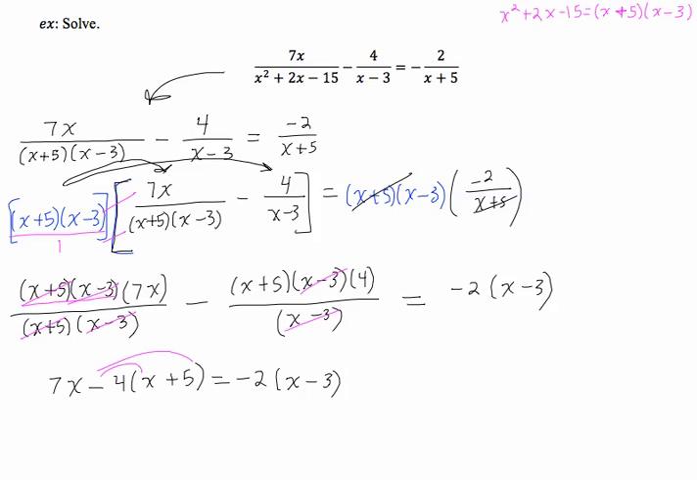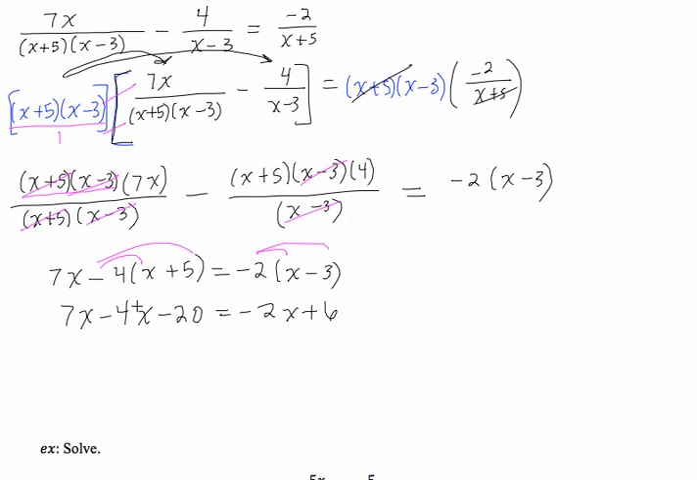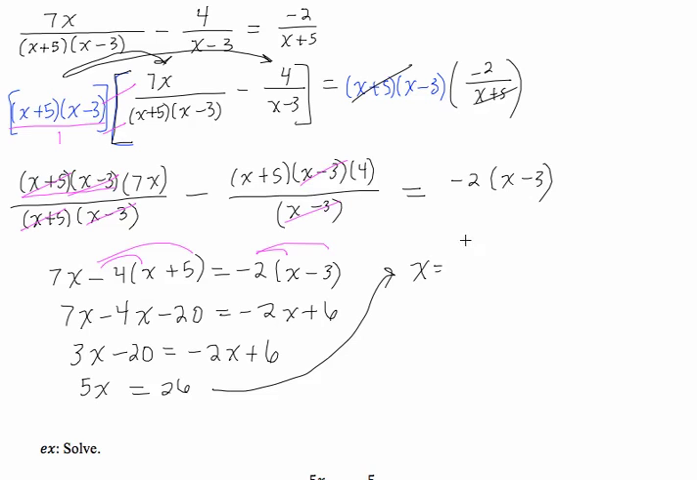So let's distribute that out and the negative 2 out as well to get 7x minus 4x minus 20 equals negative 2x plus 6. And then combine like terms, 7x minus 4x is 3x. So we have 3x minus 20 equals negative 2x plus 6. If we add 2x to both sides, we get 5x over here. And if I add 20 to both sides, I'll have 6 plus 20 is 26. So we get x equals 26 over 5. Actually, let's write that over here. X equals 26 over 5, which does not simplify.